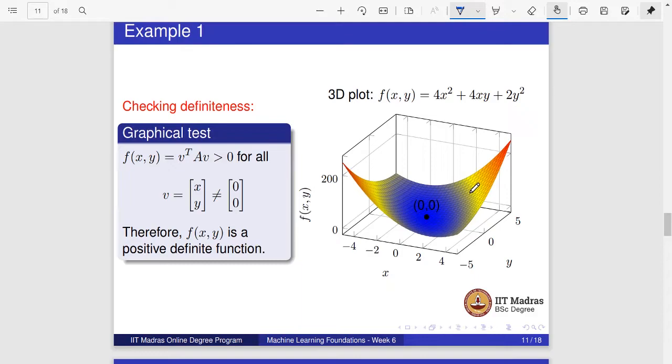And we can see that the function stays positive at all places. It is always positive for all the values of x, y which are not equal to 0. That's why it is a positive definite function.